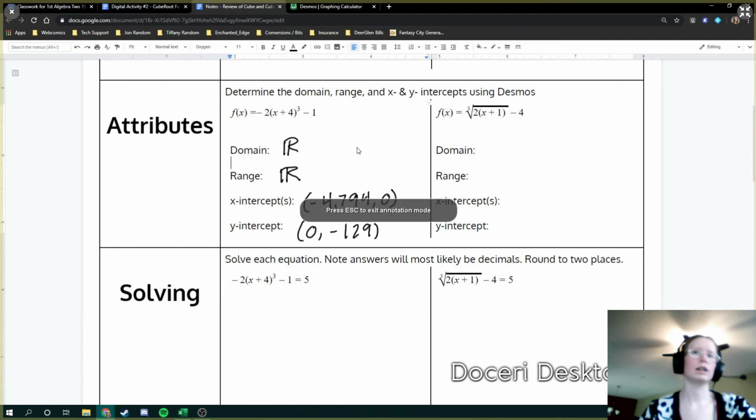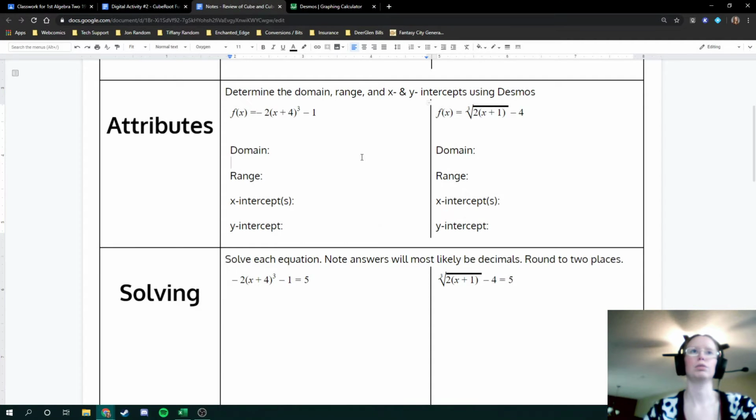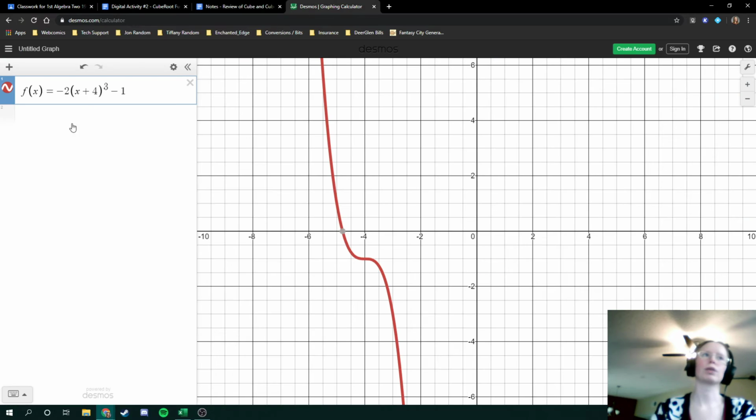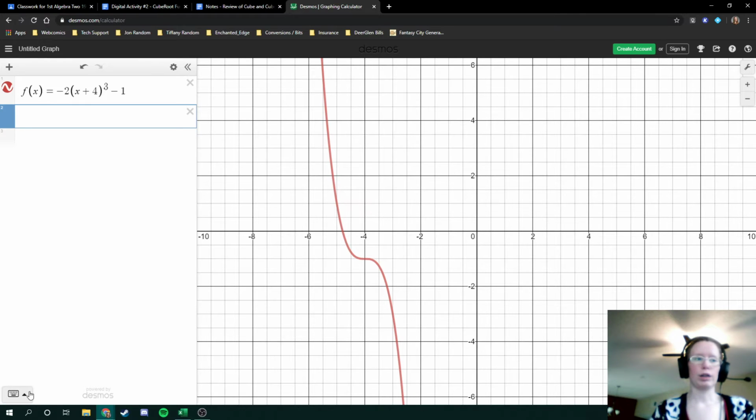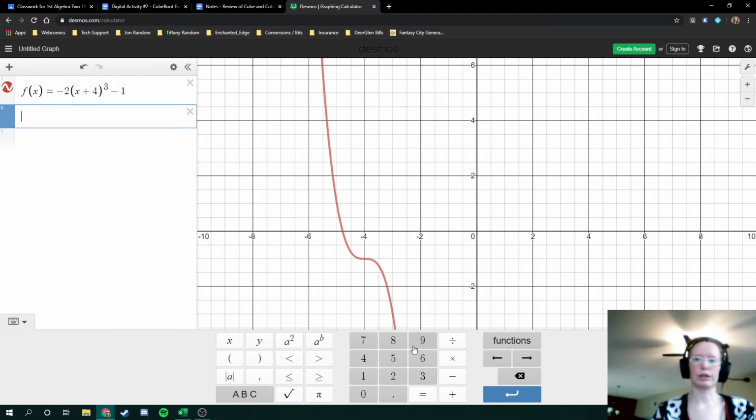Alright, so I'm going to close out of this. So cube root 2x plus 1 minus 4. Alright, so how to type in a cube root on here. So if you're on a desktop, you do want to click on the bottom so where this kind of pops up. If you're on your phone, this should already be down at the bottom.